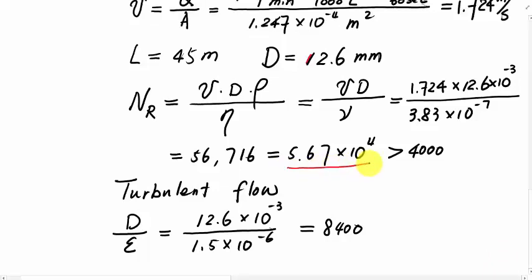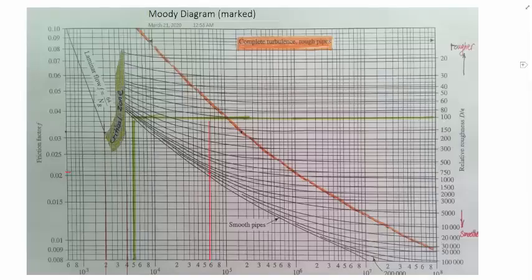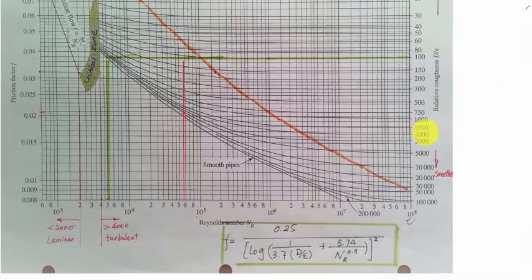Okay. This is Reynolds number. This is D over epsilon. So let's have a look at the Moody diagram. This is the Moody diagram we showed you last time. And on the bottom of the page, we know this is a Reynolds number, 5.67 times 10 to the 4. So this is the red line over here. That's the Reynolds number we just calculated.